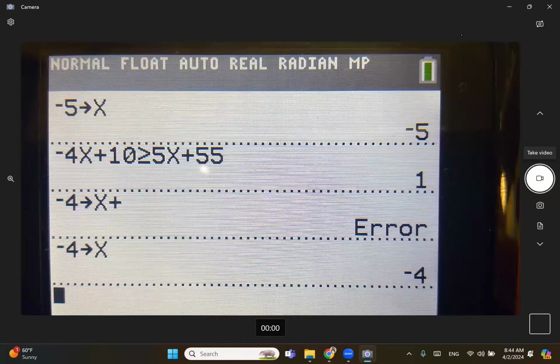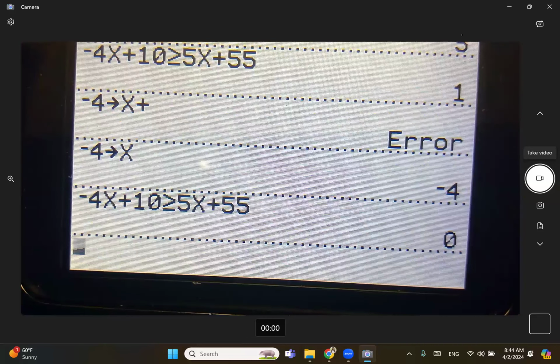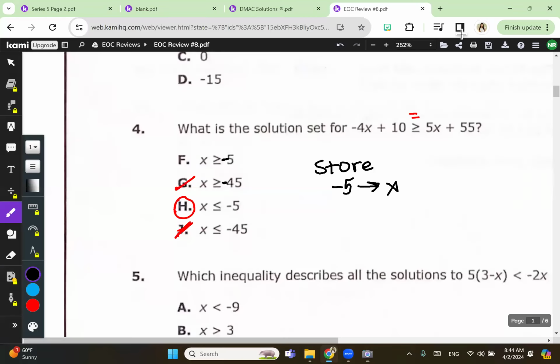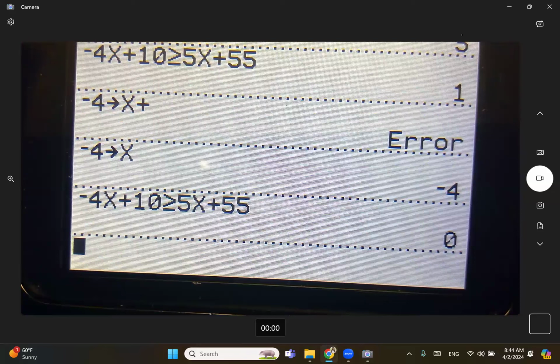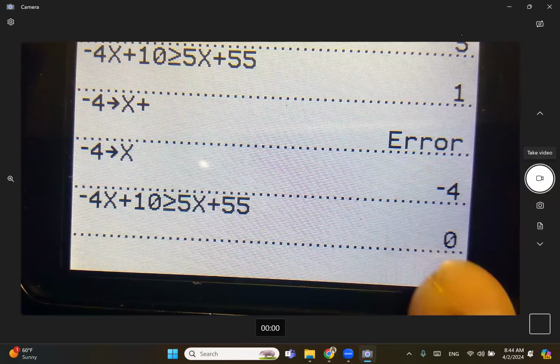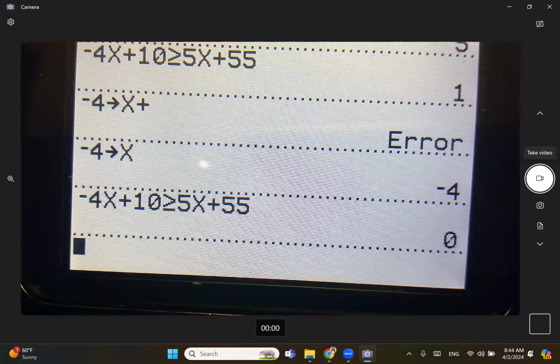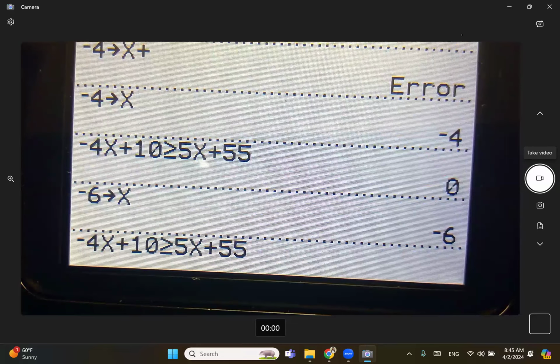-4 is greater than -5. Since they both have a -5, you have to go based on the inequality. A number greater than -5 would be -4. A number less than -5 would be -6. So for the next one, we're going to plug in that -6. For the -4, it gave me 0, which means it's a false statement, so it doesn't work. So now I'm going to store -6. And then change the inequality from greater than to less than.